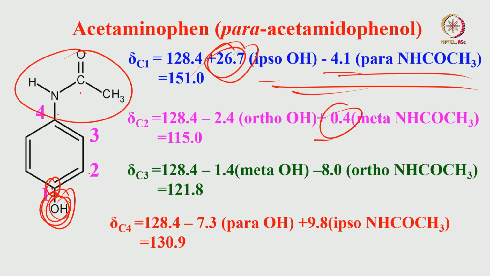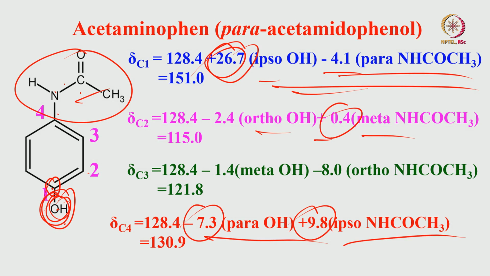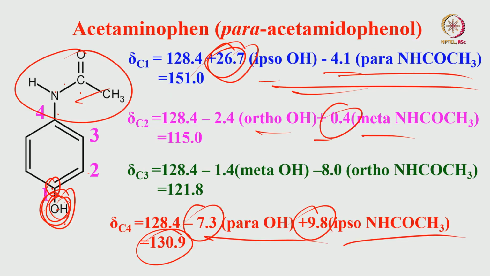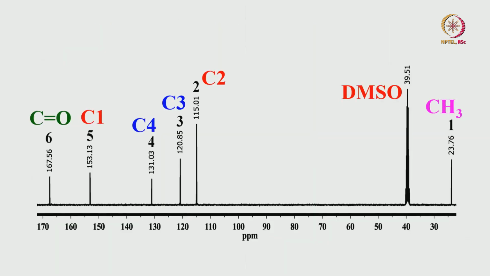For carbon 2, this is ortho, this is meta, values are taken. Carbon 3, again, this is a meta but this is ortho. Carbon 4 is very interesting. Ipso is this one, this value is minus 9.8 for ipso, whereas para is minus 7.3, and this is the value you are going to get. You can calculate the carbon 13 chemical shifts with additive factors like this. Look at this for carbons 1, 2, 3, 4, all the 4 carbons. I am not worried about this and this because we are calculating only for the phenyl carbons. Only 1, 2, 3, 4, and if you see, this is 153.